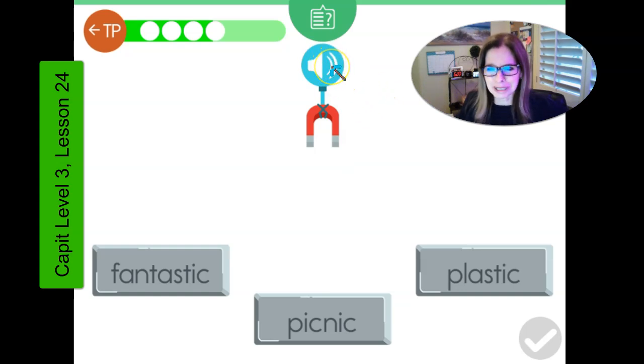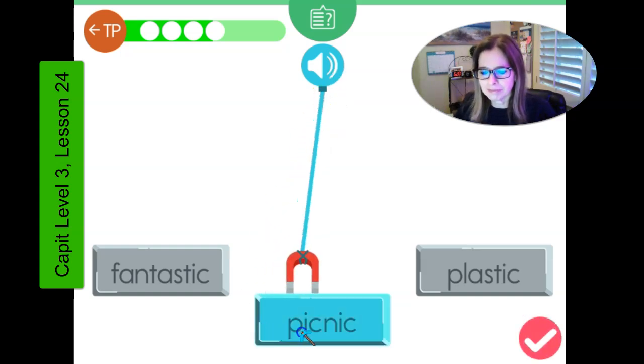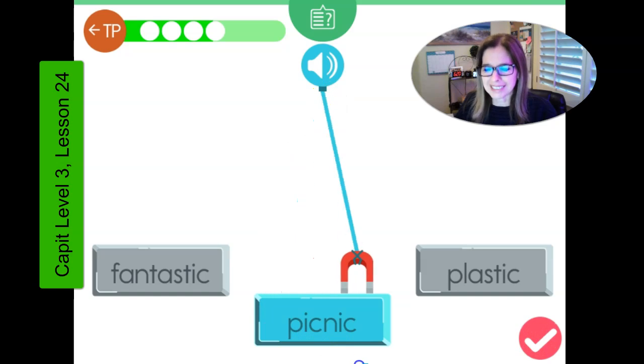So let's listen to the word again because I got sidetracked. Picnic. Picnic. So in picnic, I hear, what's the first syllable in picnic? Pick. Next syllable is nick. Picnic.